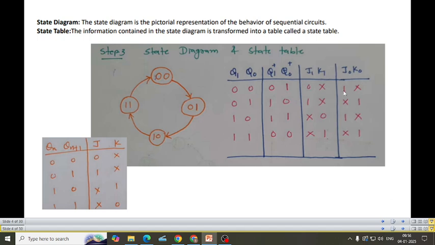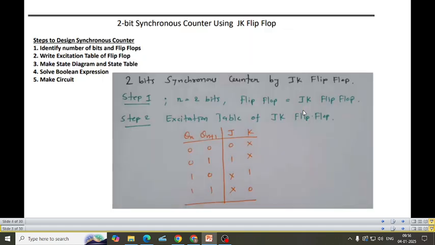So what have you done in the state table? You have written the present state, you have written the next state, and two flip flops JK0 and JK1. For JK0 I need to check Q0 star, for JK1 I need to check Q1 star, right? I need to check this and fill this table. Once I'm done with this table, can you see I'm done with 3 steps? Finally, the fourth one is to solve the Boolean expression.